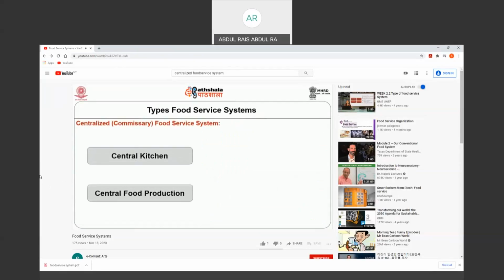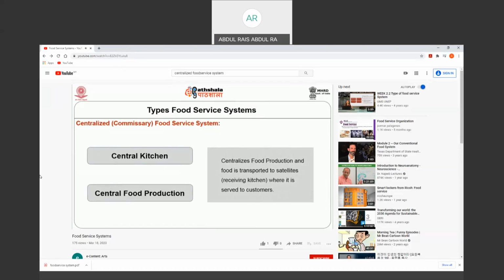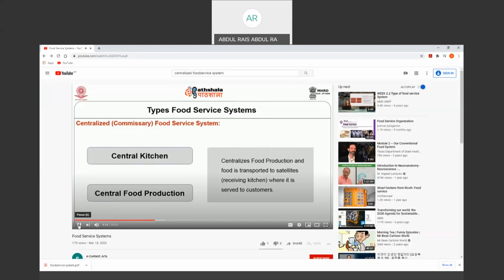The commissary food service system is also known as central kitchen, central food production, or food factory. It centralizes food production, and food is transported to satellites or the receiving kitchens from where it is served to the customers.